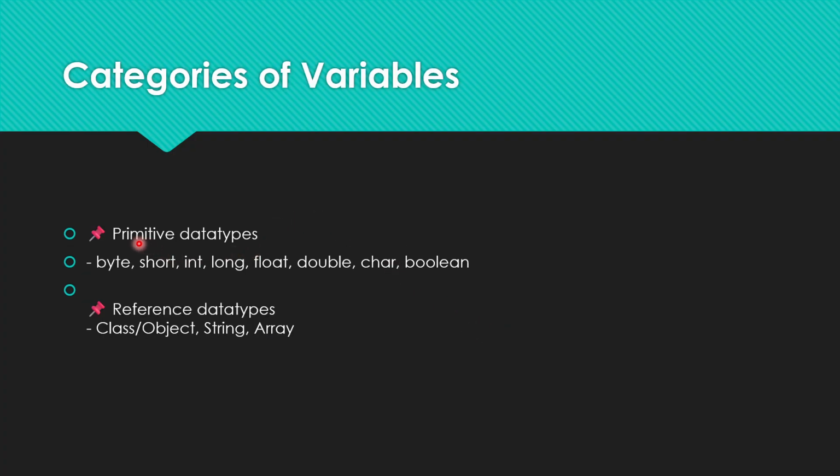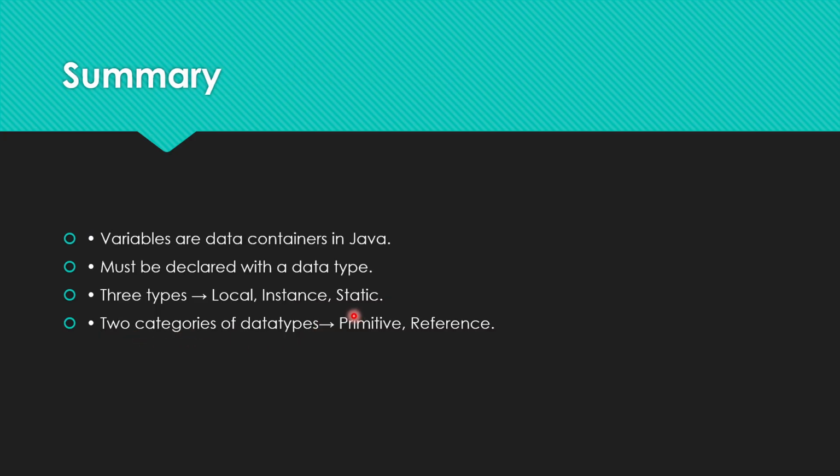Categories of variables. Primitive data types are one type of data types: byte, short, int, long, float, double, char, boolean. These are primitive data types. And reference data types are class or object, string, and array.